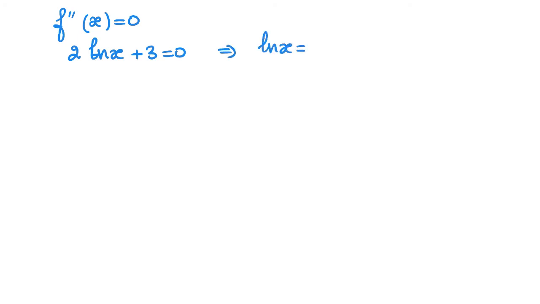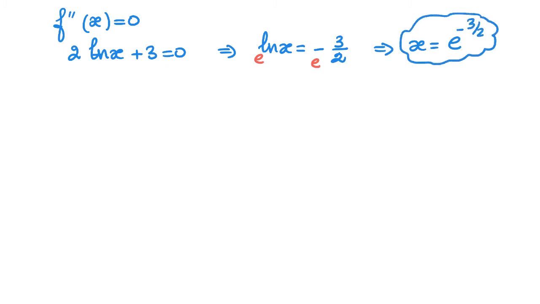Next step now is to solve this second derivative equal to 0. That means 2 ln x plus 3 equal to 0. That means ln x is minus 3 over 2. And by putting exponential function on both sides, we will get the answer as x equal e to the power of minus 3 over 2. So that's the value of x which makes the second derivative equal to 0.